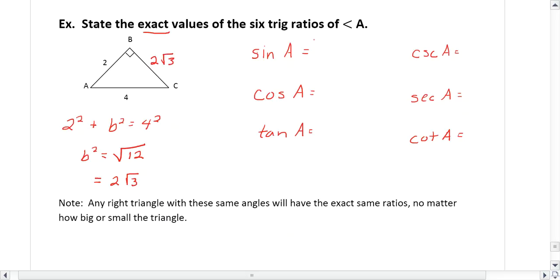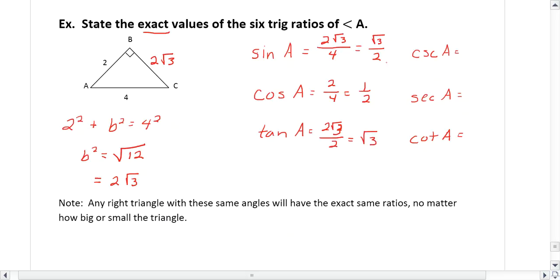So now to find the sine of A, it's opposite over hypotenuse. The side opposite A is 2 square root 3, and the hypotenuse is 4. That can be reduced, because the 2/4 reduces, to square root 3 over 2. Cosine is adjacent over hypotenuse. The side adjacent to angle A is 2. The hypotenuse is 4, reduces to 1/2. Tangent, opposite over adjacent. So the side opposite angle A is 2 square root 3. Adjacent to A is 2, and that simplifies to square root 3.